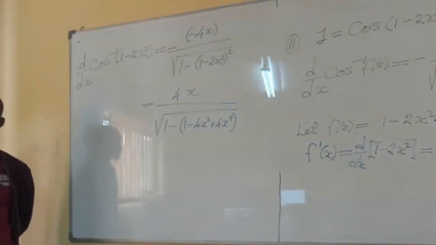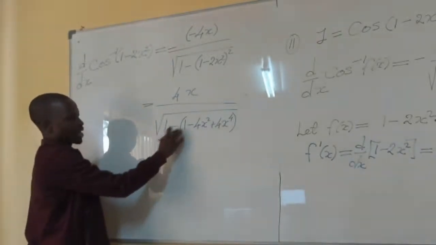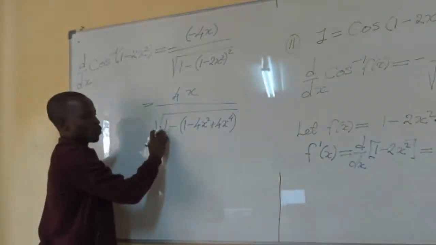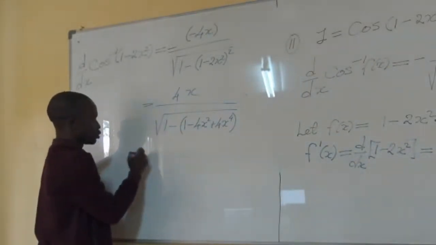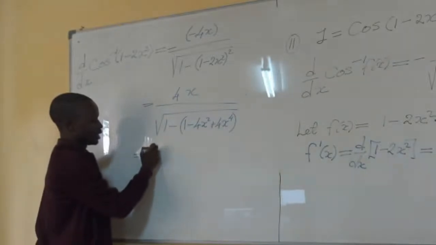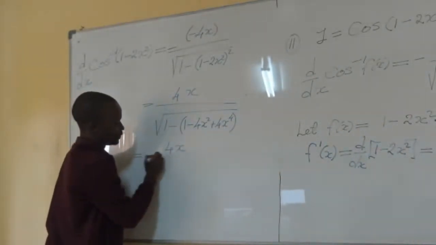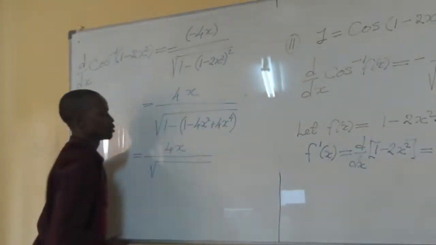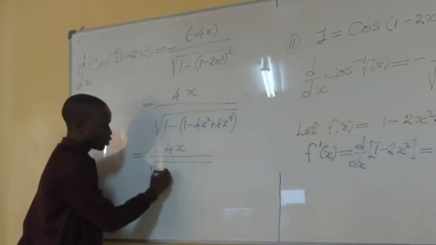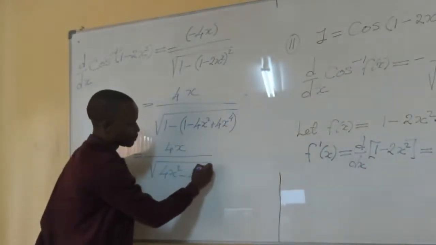Then once we simplify, 1 minus 1 will be 0. 1 minus negative, so the negative of 4 will be 4. So in general, what we are going to have is 4x divided by the square root of 4x squared minus 4x to the power 4.